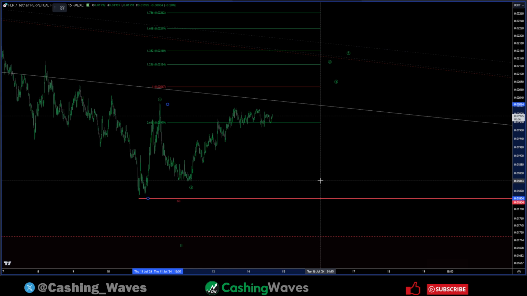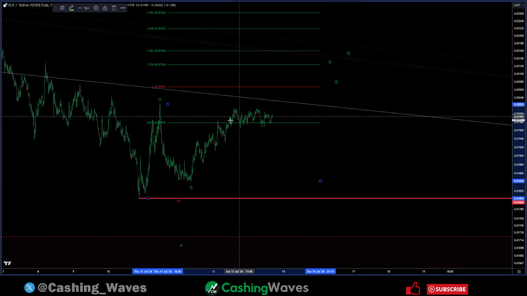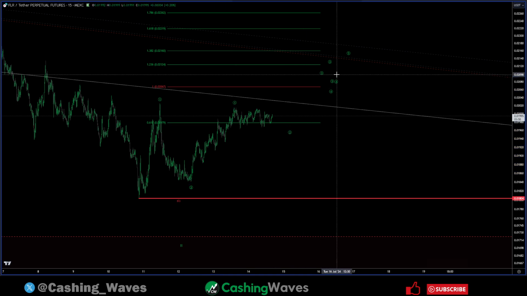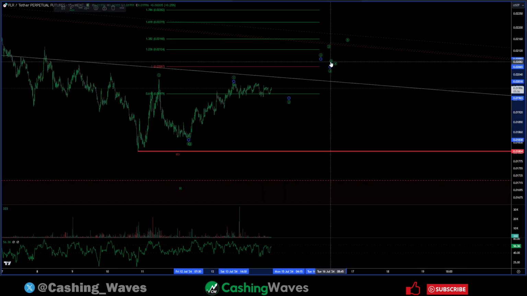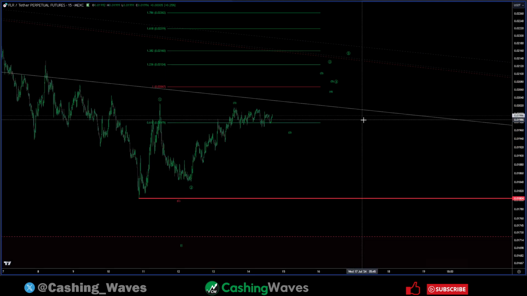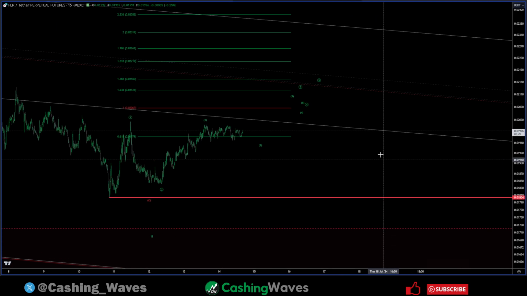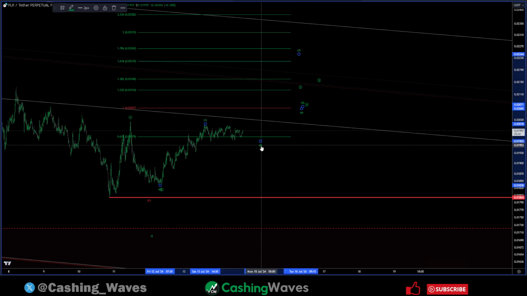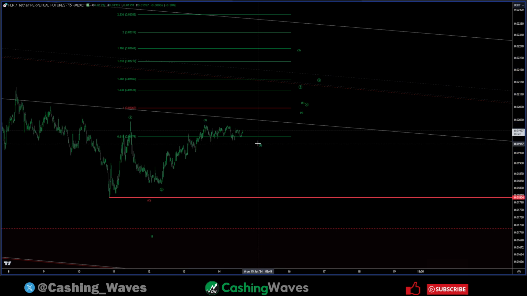So that's a 1-2. We'd aim around the 618. So I would label it this way for now. Something like that for now. One lesser degree. We'd be looking for the 1.618 or higher, because it came above the 618.